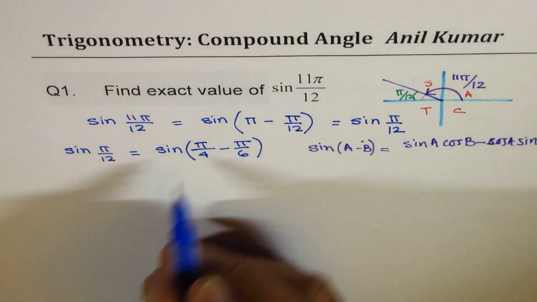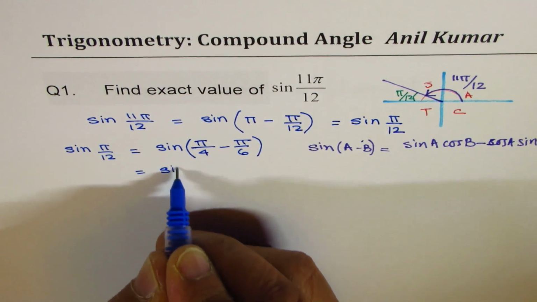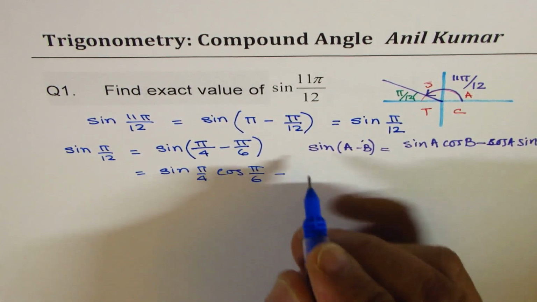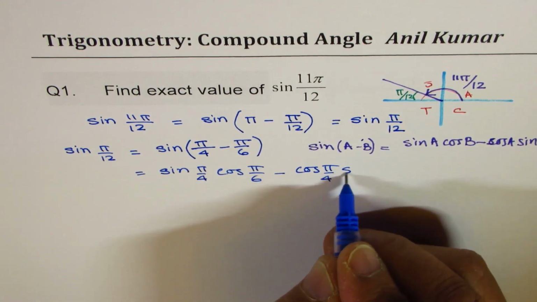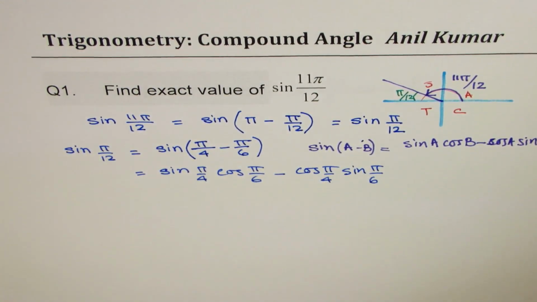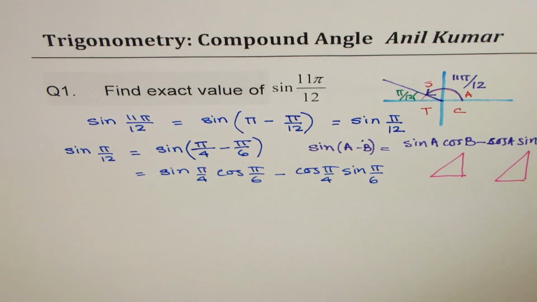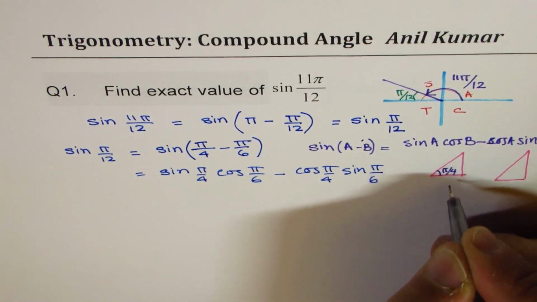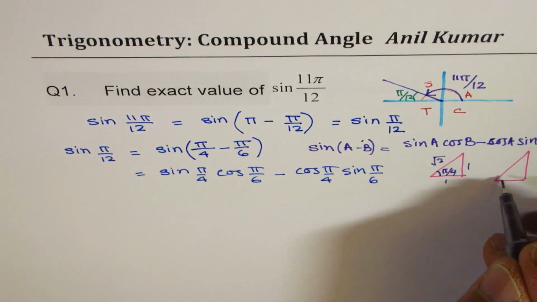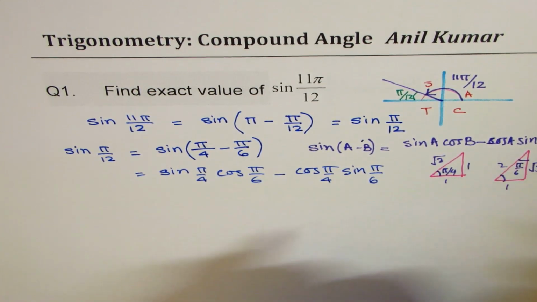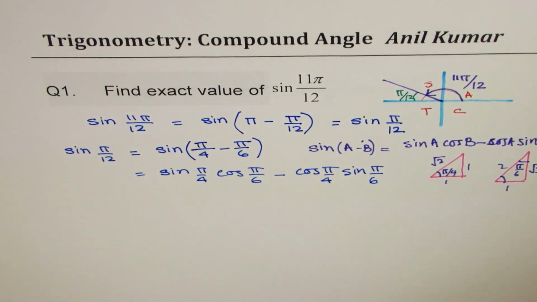So at this stage, we can say that this is equal to sine a, which is pi by 4, cos pi by 6 minus cos pi by 4 sine pi by 6. To get the values for pi by 4 and pi by 6, we can use our special triangles. So let's say this is the special triangle for pi by 4 and this is for pi by 6. When we're talking about pi by 4, the sides are 1, 1, square root 2. And for pi by 6, it is 1, 2, square root 3, right? So from here, we can get the exact values.